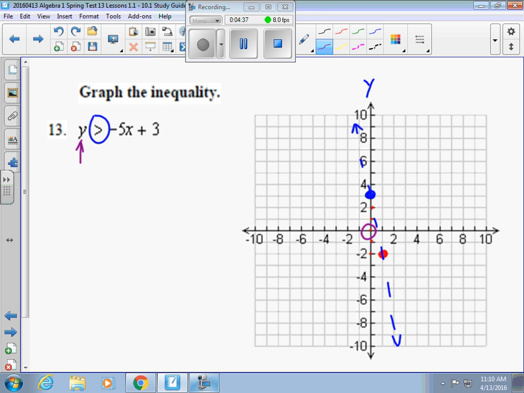In place of y, 0 is greater than; in place of x, negative 5 times 0 is 0, plus 3. We have a statement then that says 0 is greater than 3. We have to evaluate the truth of that statement. Is 0 greater than 3? Is the big mouth eating the big number? That's what you ask yourself. In this case, it is not. That is a false statement. That means everything on the same side as 0, 0 is wrong. And since everything on the same side is wrong, that means everything the other way is correct.